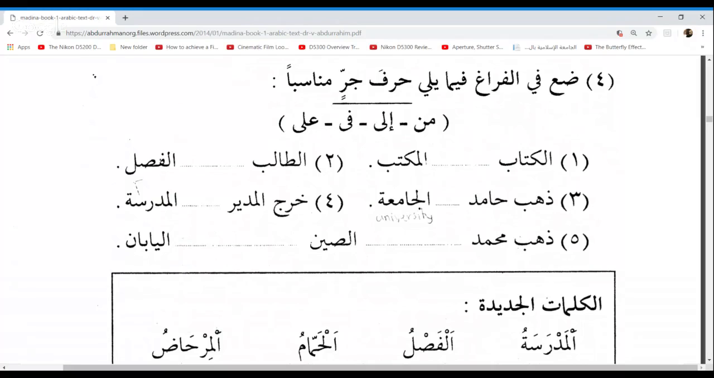ذهب حميد. It's not Hamidun. There's no ya. It's Hamidun. حامد. ذهب حامد إلى الجامعة. إلى الجامعة. جامعة. Okay. Meaning?